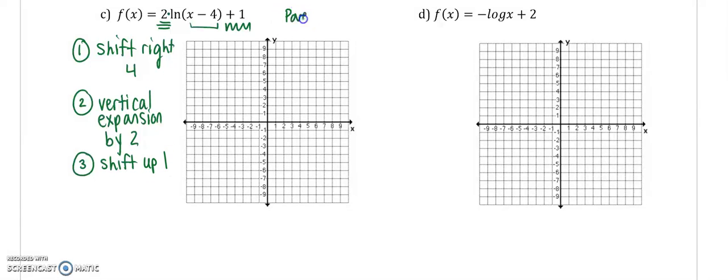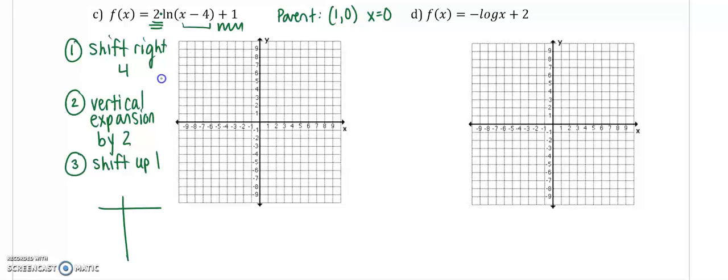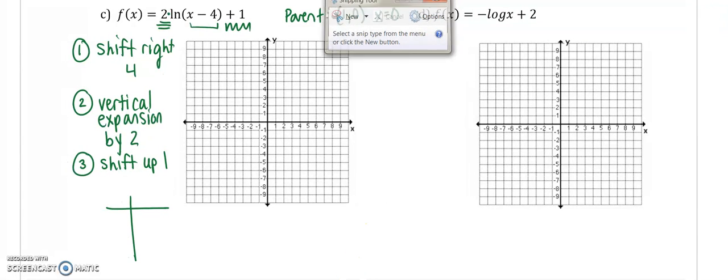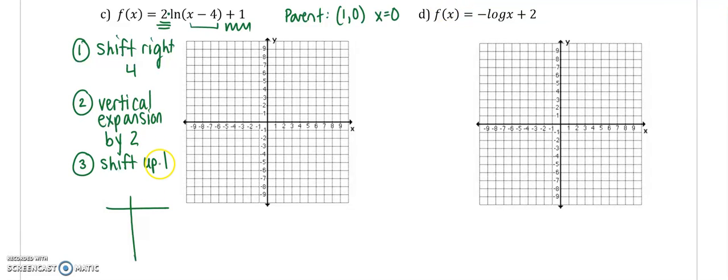So again, you don't have to keep writing this, just sometimes it helps you remember. My parent has 1, 0 and x equals 0. So my new one, I'm going to make my table down here, is shifting right 4. That would be taking x and adding 4.